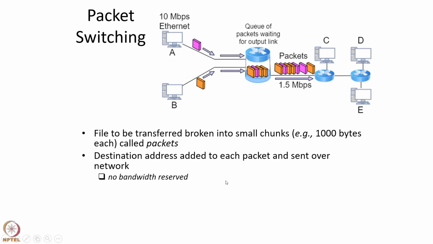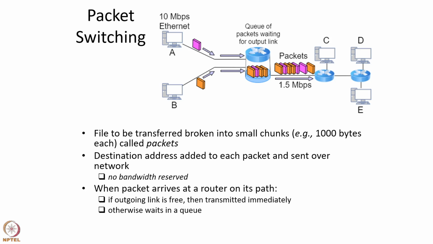Then a destination IP address is added to every packet, and the packet is sent over the network. There is no bandwidth reserved in advance. What A does is it breaks the file into packets and adds a destination IP address as well as its own source IP address and some other fields to the packet, and it sends the packet towards the destination, that is C. There is no reservation of bandwidth in advance.